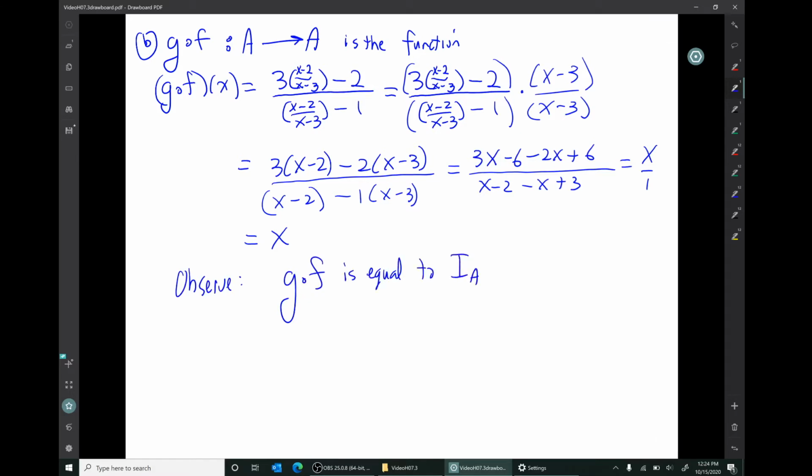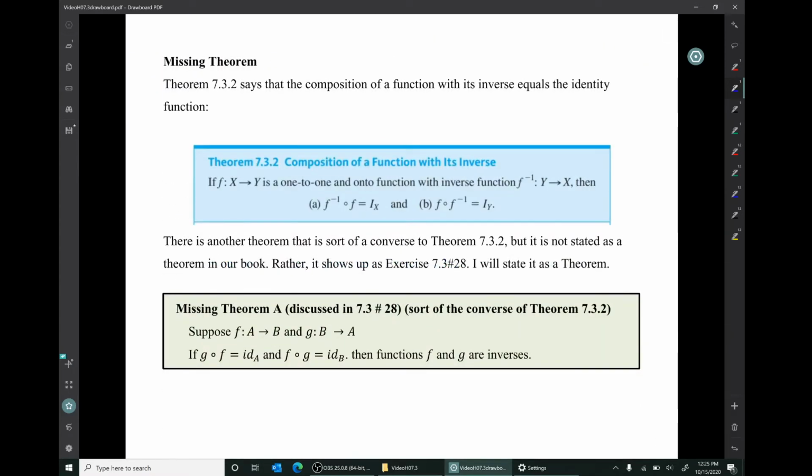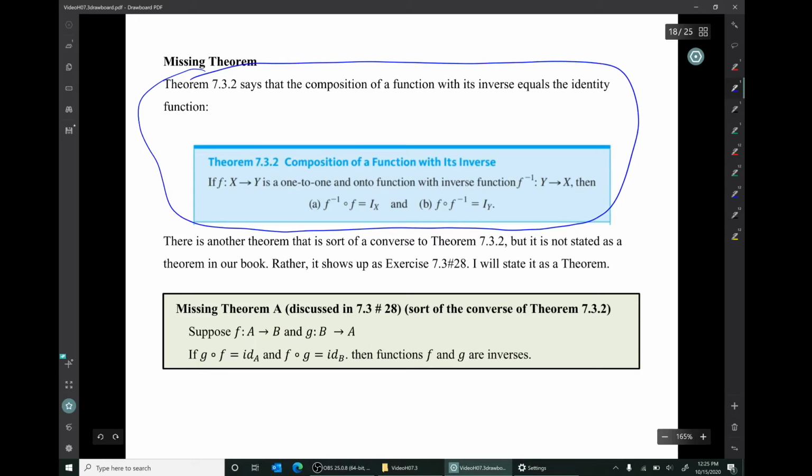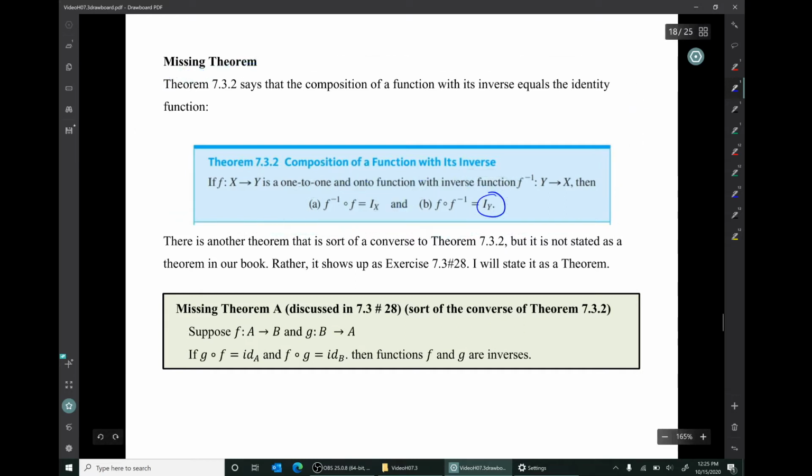So notice, put these together. We already found that f circle g is equal to the identity function on set B. Well, this illustrates the following theorem. Theorem 7.3.2 says, if you compose a function with its inverse, you get the identity map. Compose a function with its inverse in this direction, you get the identity map on set X. You compose the function with its inverse in the opposite order, and you get the identity function on Y. Well, what we've just observed is we've got an f and a g that behave this way.